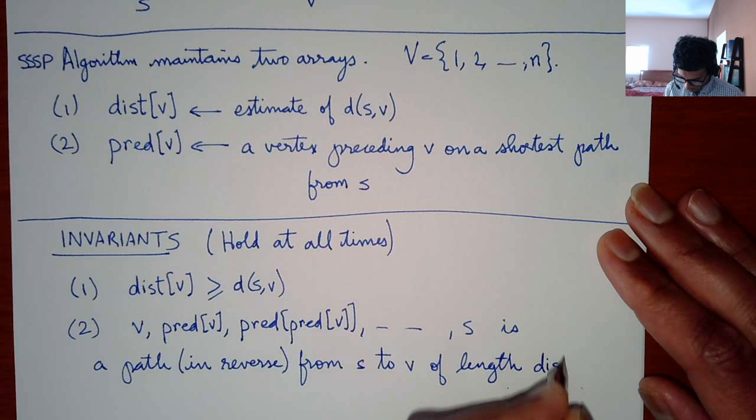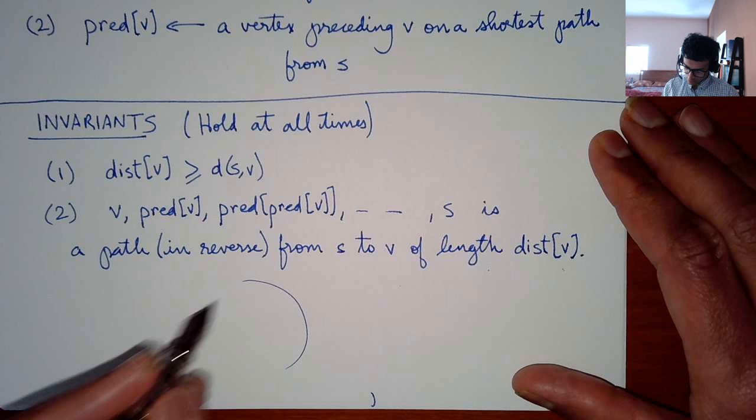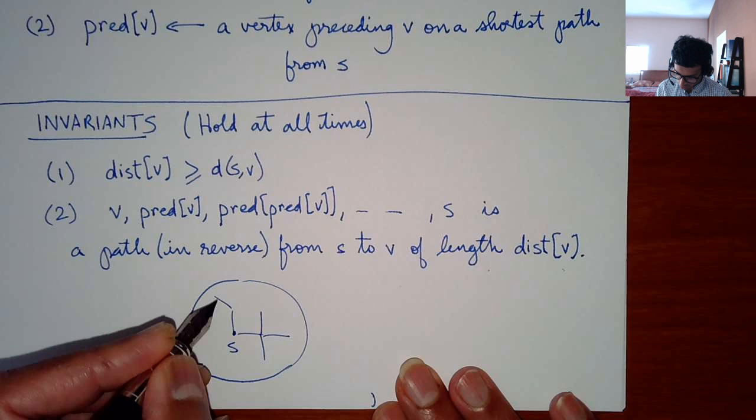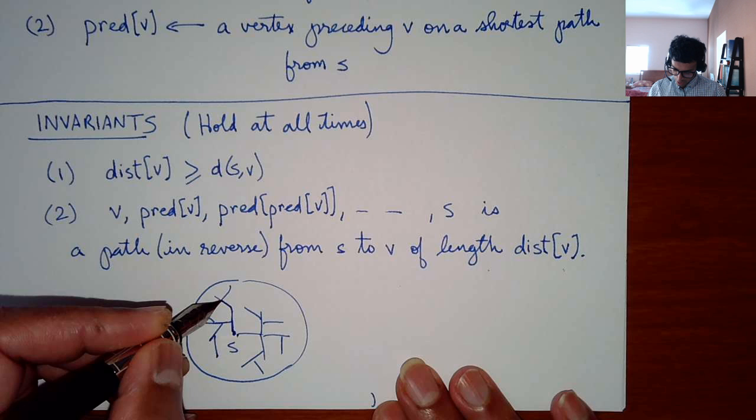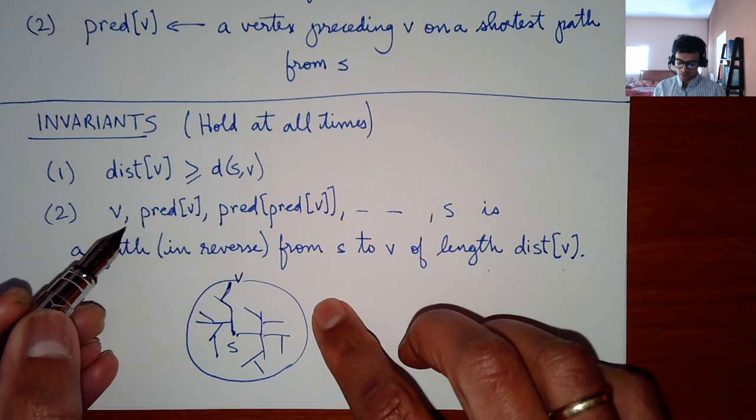So what is this saying? The way to think of this is that at any stage in the algorithm, here's S. S is going to maintain some tree that it has seen so far. So for this tree, for any vertex, we have a path that goes from S to v, and we're storing the tree and the length of the path. And that's what's being stored.